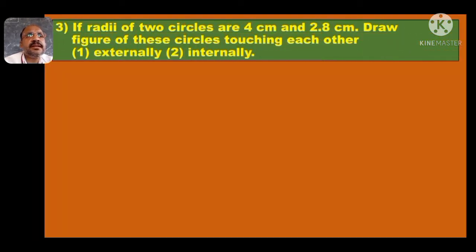Now, question number 3. Here is the construction. What is the question? If radii of two circles are 4 centimeter and 2.8 centimeter, draw figure of these circles touching each other externally and internally.